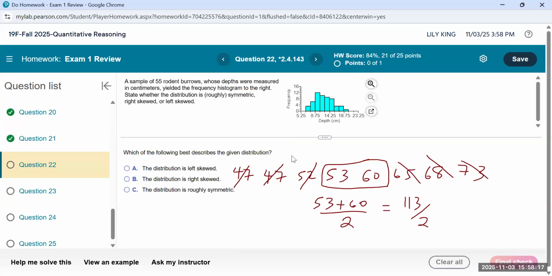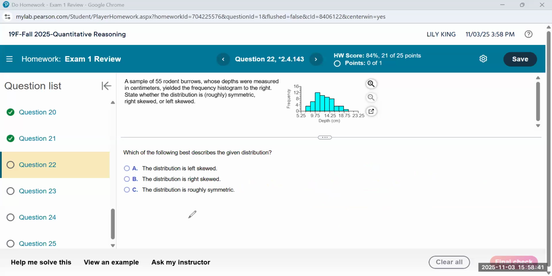Now, which of the following best describes the given distribution? The different types of distribution we have are right skewed, left skewed, and symmetric data set. If your graph is not symmetric, meaning the data points are not evenly distributed in the graph, then you either have right skewed or left skewed.